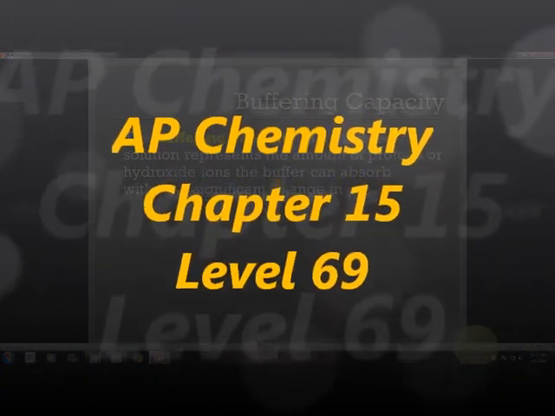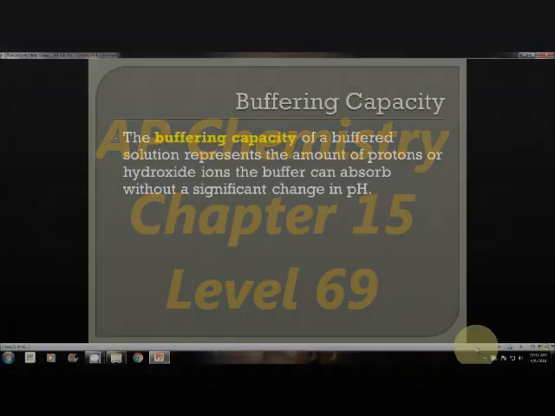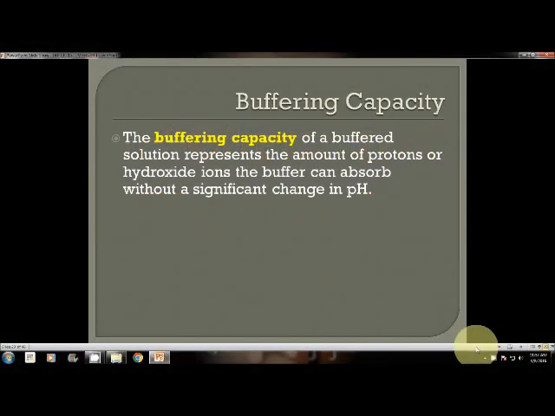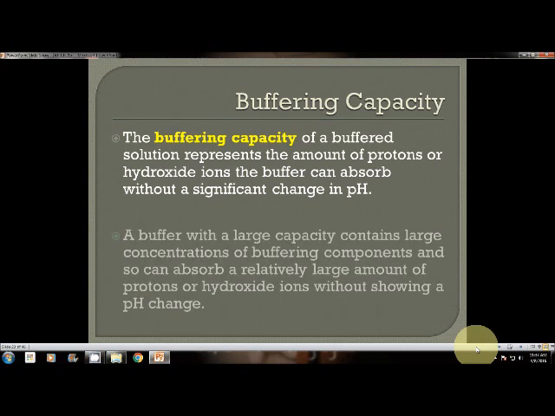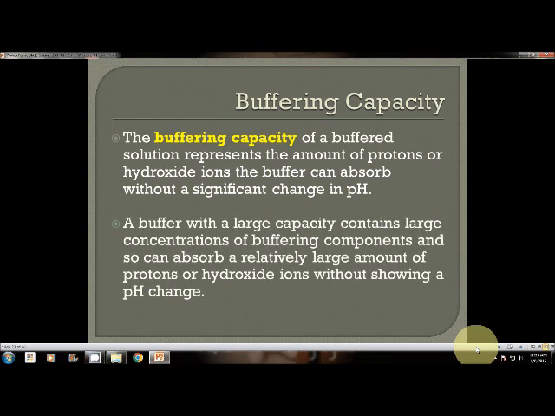Having started learning about buffers in level 68, now we're going to talk about what's called buffering capacity, which is the amount of protons or hydroxide ions that the buffer can absorb without a significant change in pH. Like we kind of saw between examples 2 and 3, the pH hardly changed whatsoever. A buffer with a large capacity contains large concentrations of buffering components and so can absorb a relatively large amount of protons or hydroxide ions without showing a pH change.